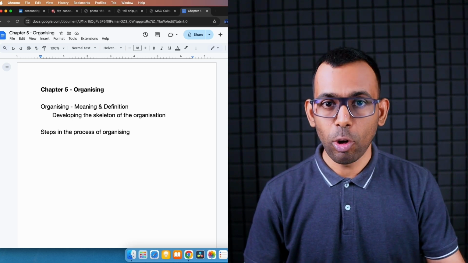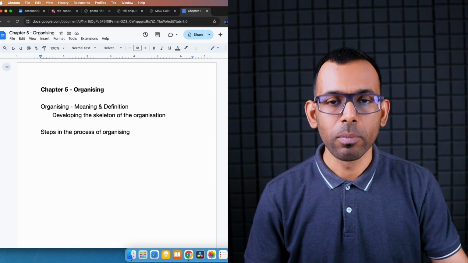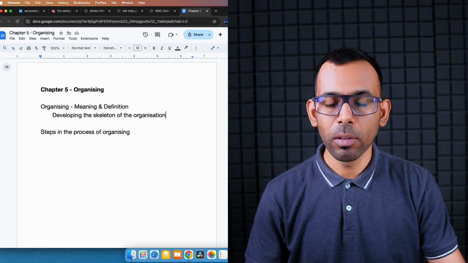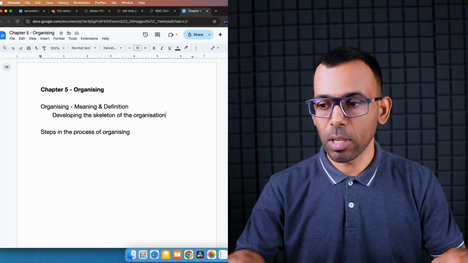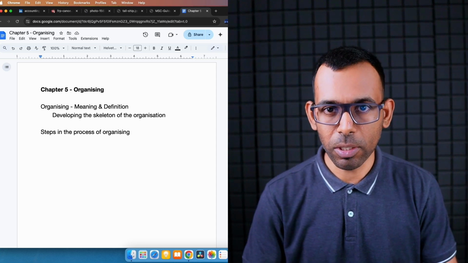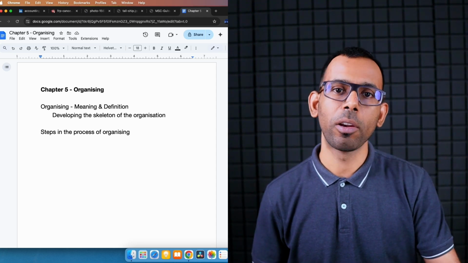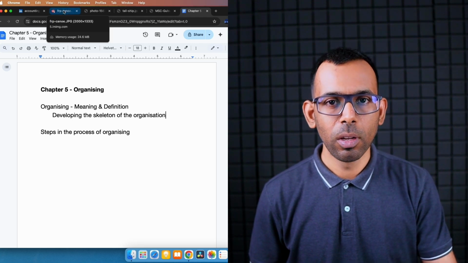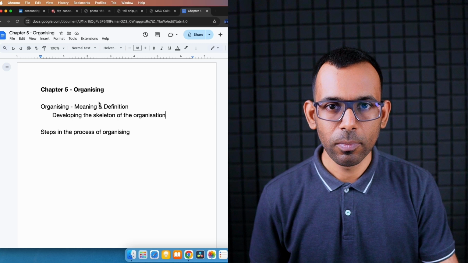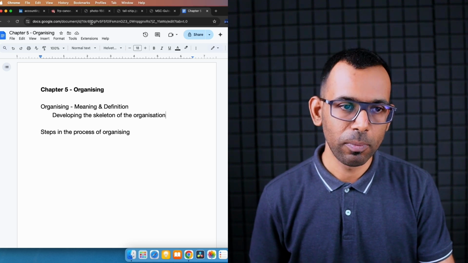The process of drawing the blueprint was planning. But after you draw the blueprint, what will you do? You will start making the foundation, digging for the foundation, don't you? So that is organizing.